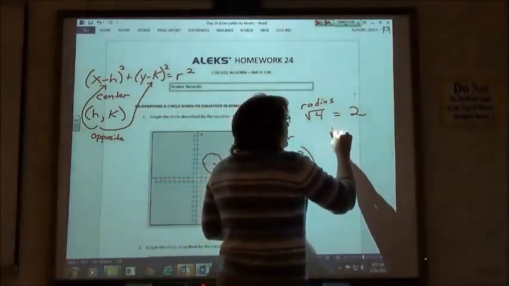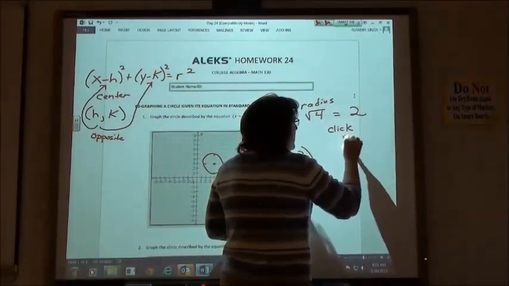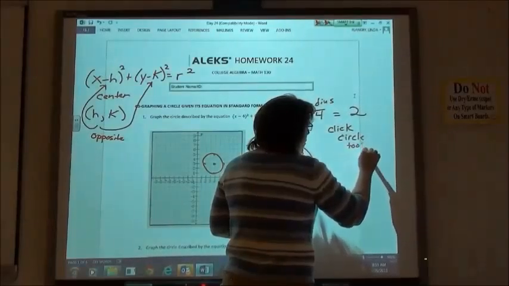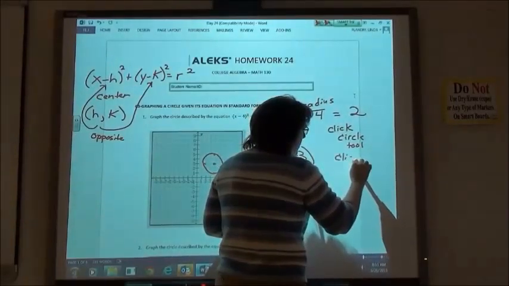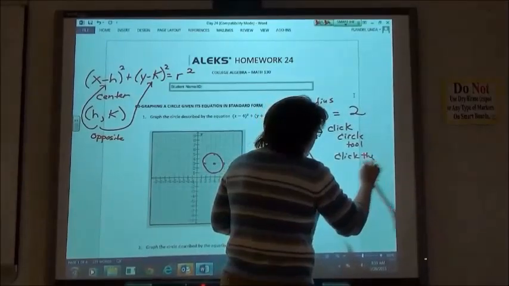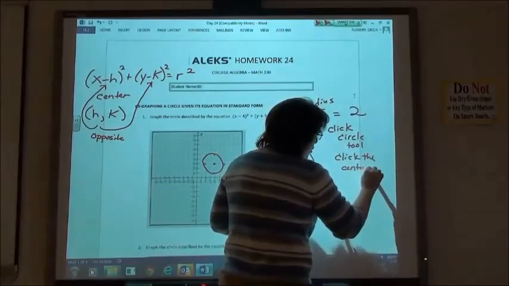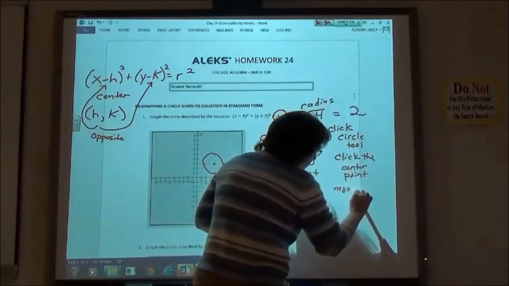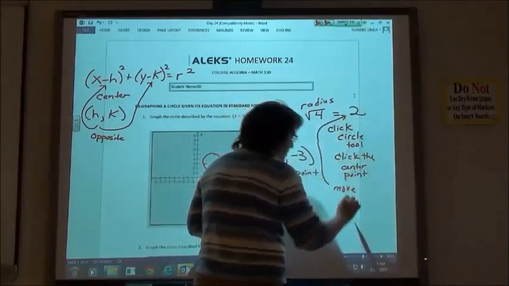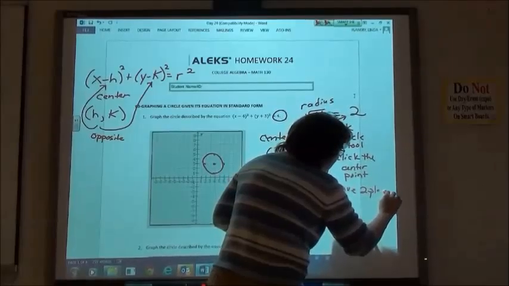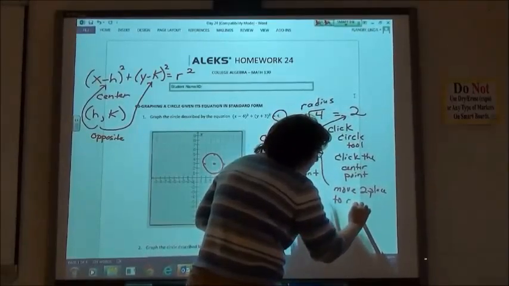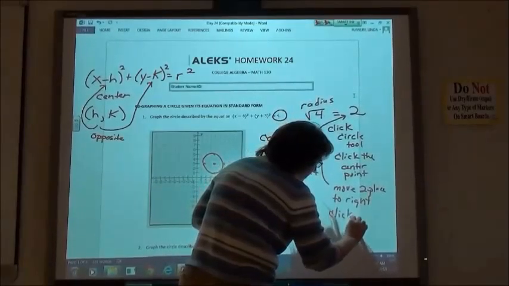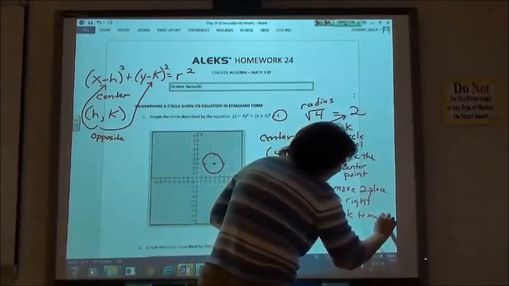So click the circle tool, click the center point, move 2 places to the right, and click to make the circle.